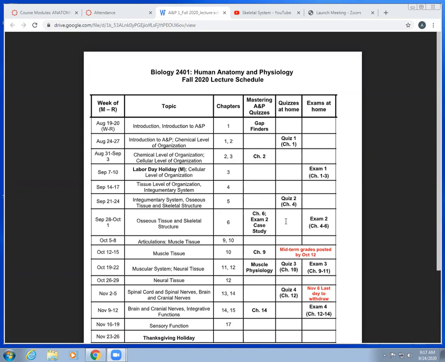chapters 4 through 6. Because we are a little ahead, we're actually going to slow down a little bit and review a little bit over chapter 6 today, and then we'll pick up on chapter 9 next week.